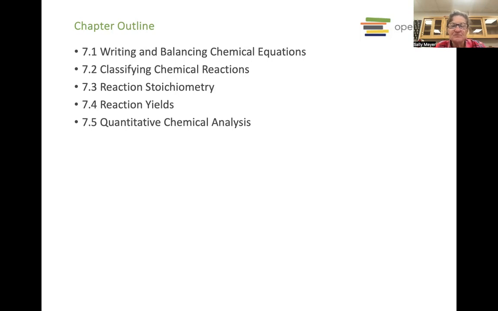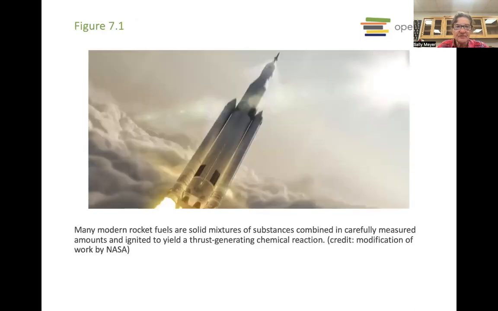We'll learn how to measure what the yield will be in a chemical reaction. And then we'll also learn how to do some measurements based on measuring reactants or products in order to relate them to each other. So this is just a picture that reminds us that there is chemistry everywhere.